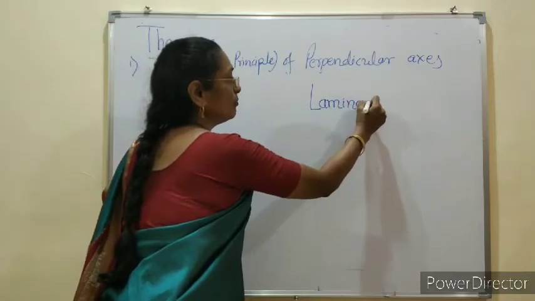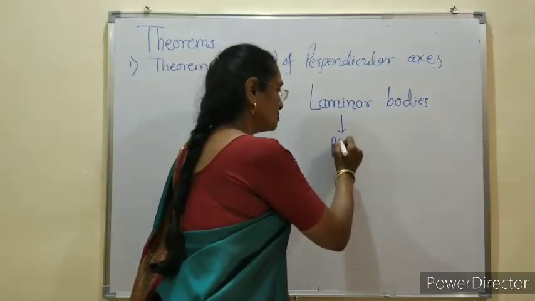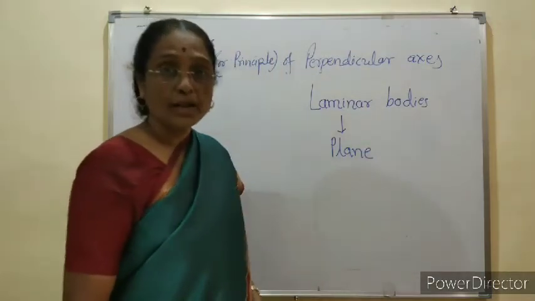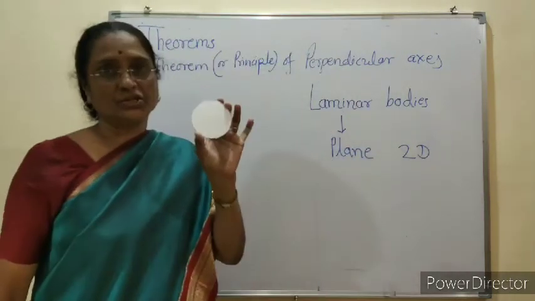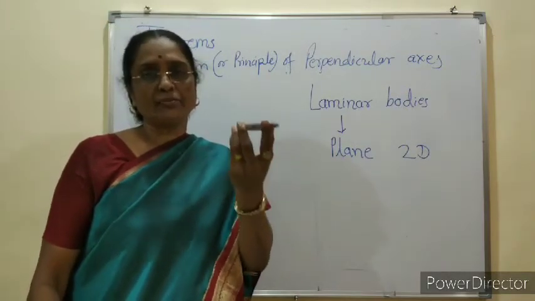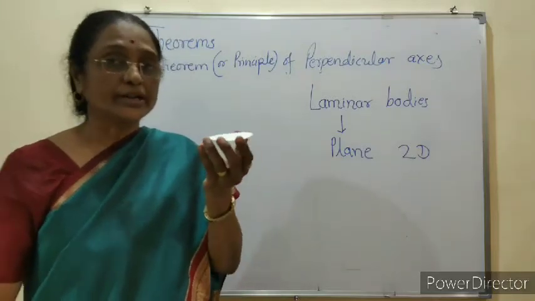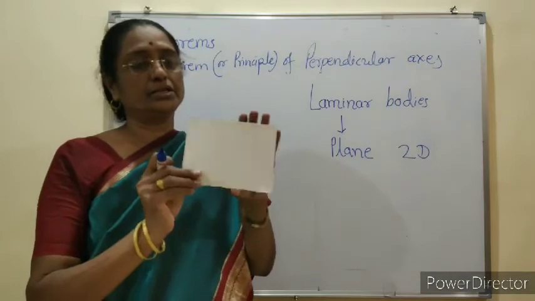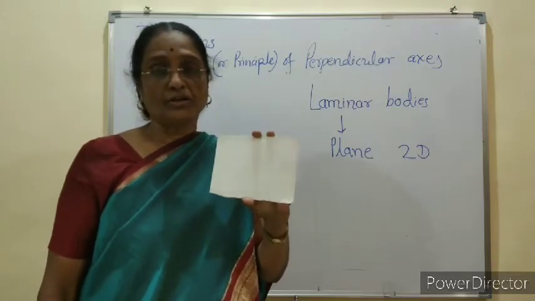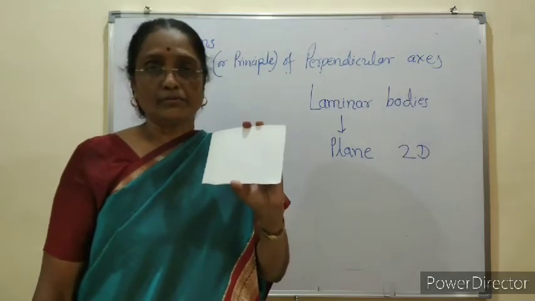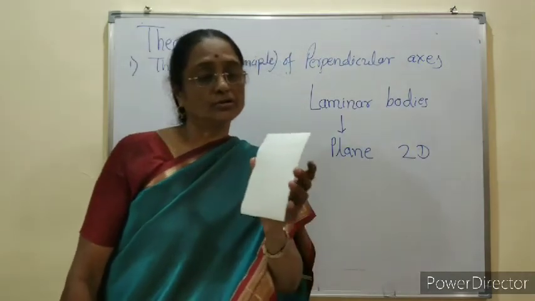for laminar bodies or laminar objects. Laminar objects means those objects which lie in a plane. It is a two-dimensional object. I have already shown you that this is a disk. It can be confined in a plane, the xy plane, xz plane, or yz plane. So only two axes are sufficient to describe its dimensions. Similarly, here there is a rectangular sheet. It is also a laminar body, because it is in a plane. We can show it in a single plane, and two axes are sufficient for the description of the body.